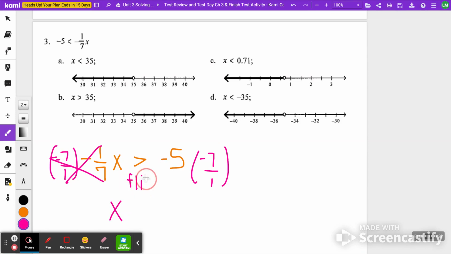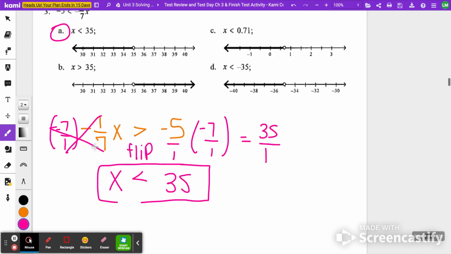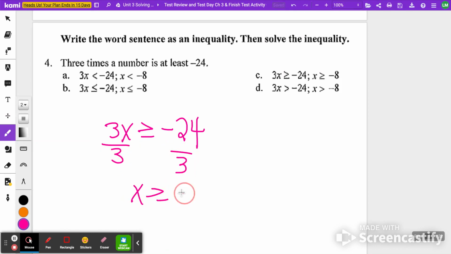I will have to flip my inequality symbol since I'm multiplying by a negative number, and negative 5 over 1 times negative 7 over 1 is 35 over 1, which is equal to 35. So my answer to this one is x is less than 35, which is option A. Number 4, write the word sentence as an inequality and then solve the inequality. 3 times a number is at least negative 24, should be 3 times x is greater than or equal to negative 24. When I solve this, I divide both sides by 3 so that x is greater than or equal to negative 8, so that is option C.